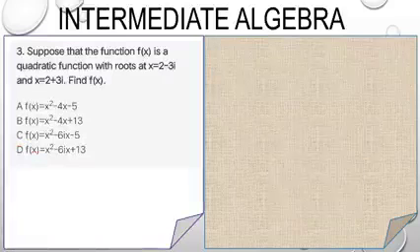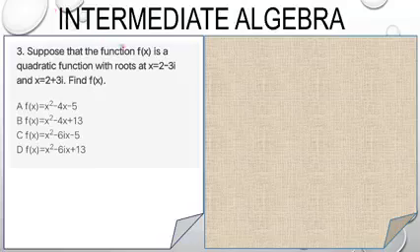Question number 3. Suppose that the function f of x is a quadratic function with roots at x is equal to 2 minus 3i and x is equal to 2 plus 3i. We need to find f of x. By the way, sa mga hindi nakakaalam, we have the presence of imaginary numbers. Okay? So, since meron tayong dalawang system sa mga digits or numbers, we have the real numbers and we have also the complex numbers. Okay?